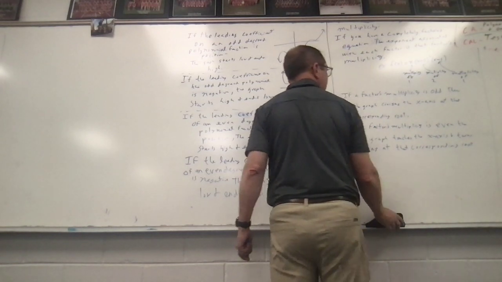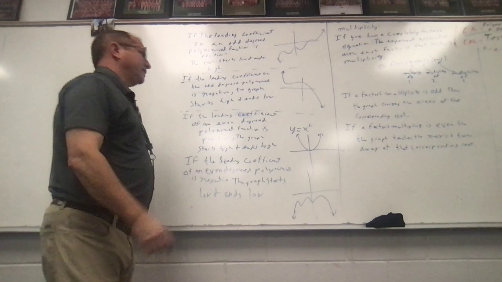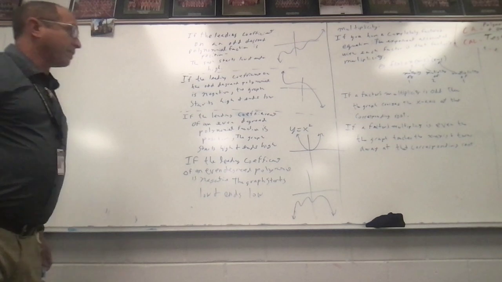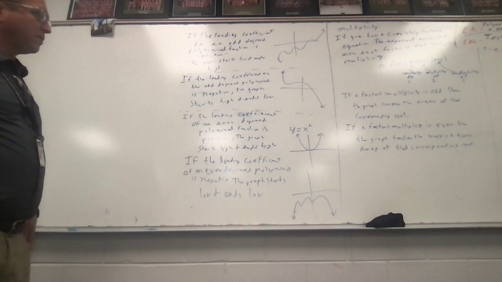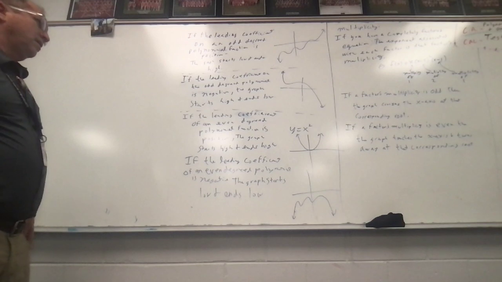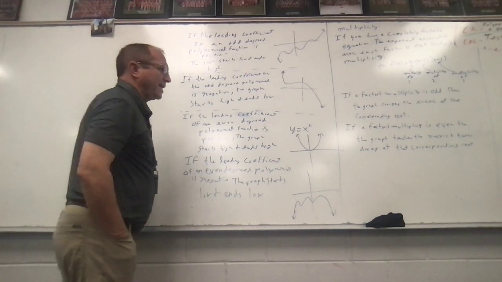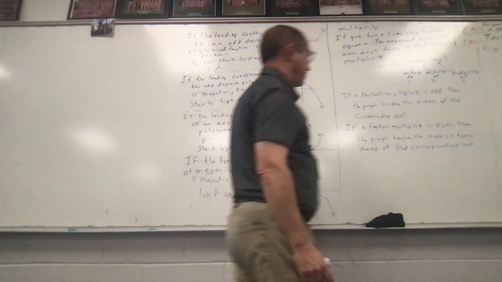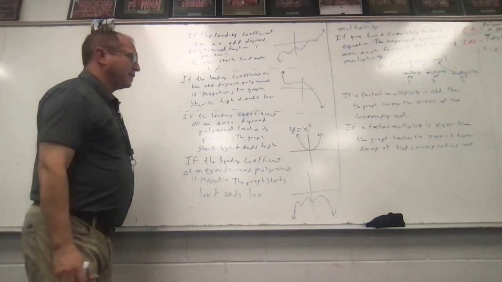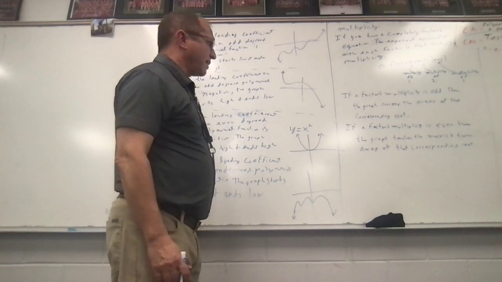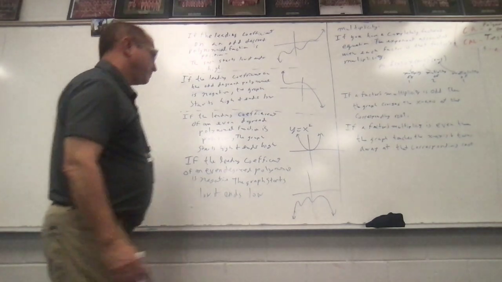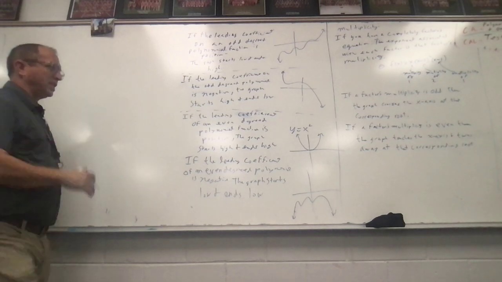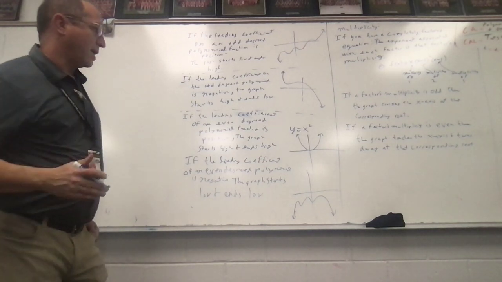All right, so if the factor's multiplicity is odd, then the graph crosses the x-axis at that corresponding point. And if a factor's multiplicity is even, then the graph touches the x-axis and turns away at that corresponding root.